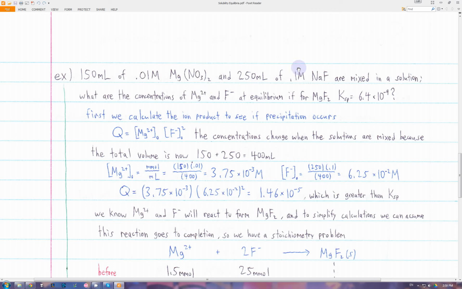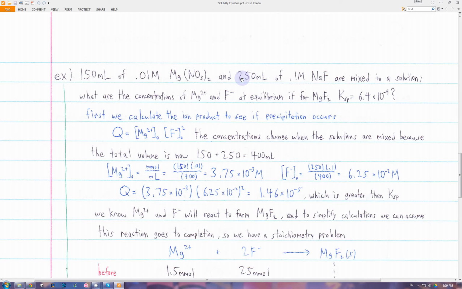So we know sodium and the nitrate, any compound with those two will always be soluble. So you can basically ignore the nitrate and the sodium ions. But what can happen is the magnesium and the fluoride can combine, because magnesium fluoride is insoluble. And here's the KSP value for magnesium fluoride. So we want to see if magnesium fluoride will precipitate when we mix these two solutions.